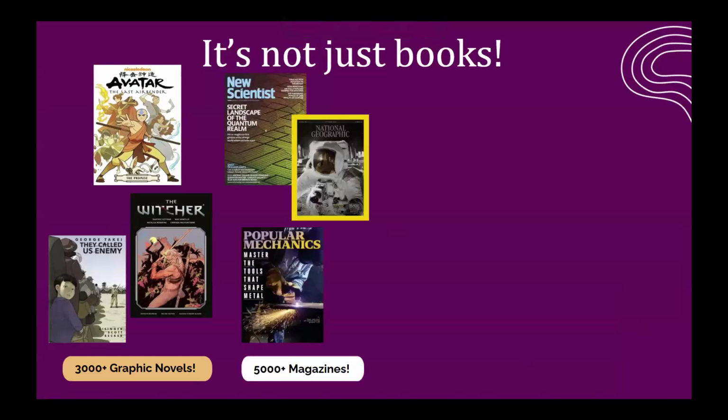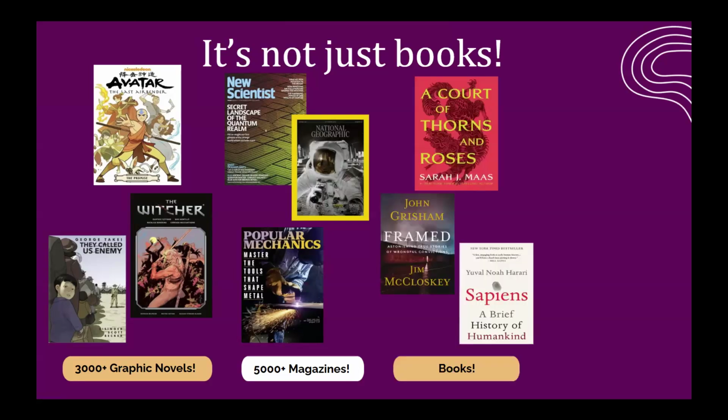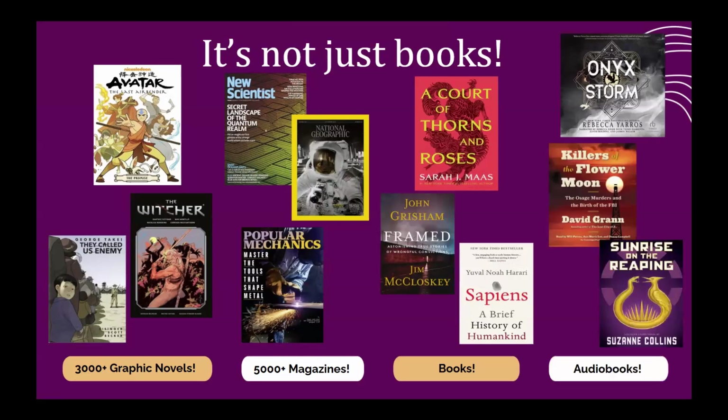The magazines are not just leisure reading, but also can be applied to some of the things you're learning in class, including New Scientist, Popular Mechanics. Really, with 5,000 magazines, it's almost every magazine you can think of. So if you want to read People and you don't want to shell out $3 a week, you can find it here for free. There's also a broad selection of books, fiction as well as nonfiction, and the new books as well. And of course, there's audiobooks.